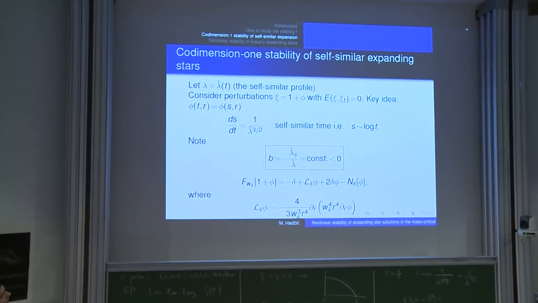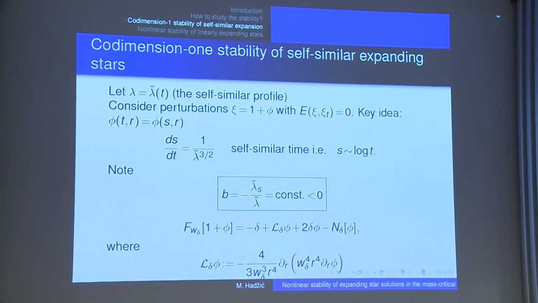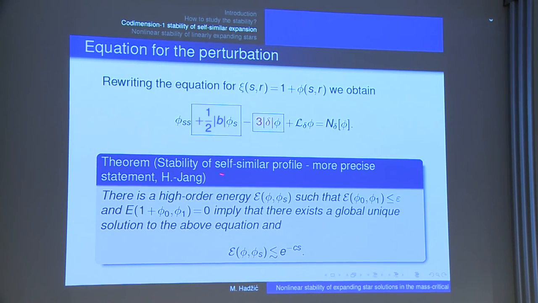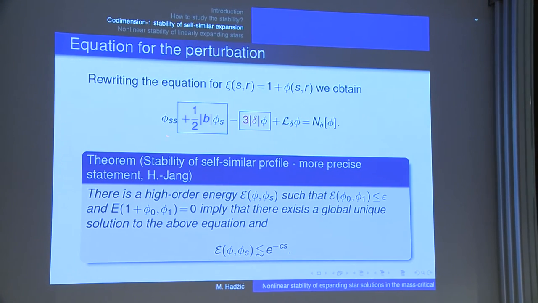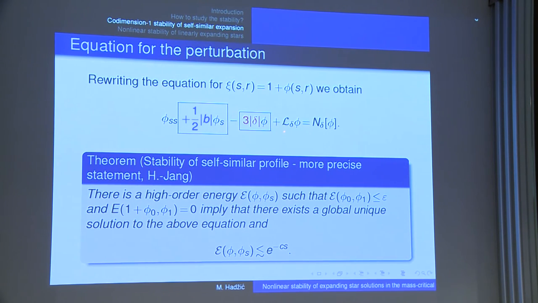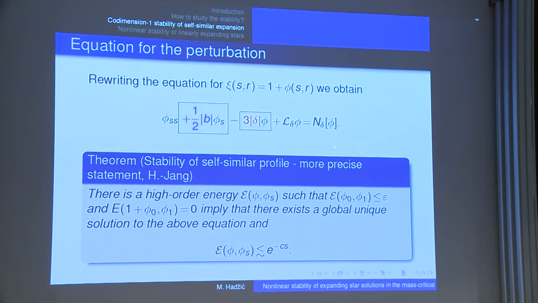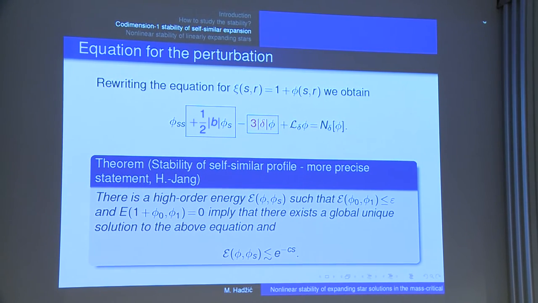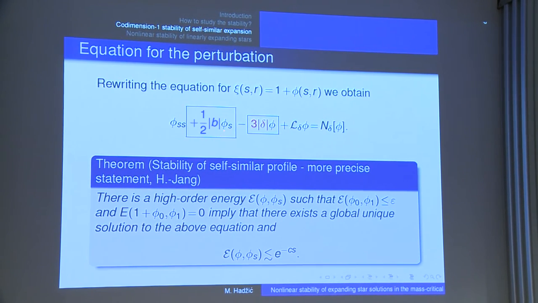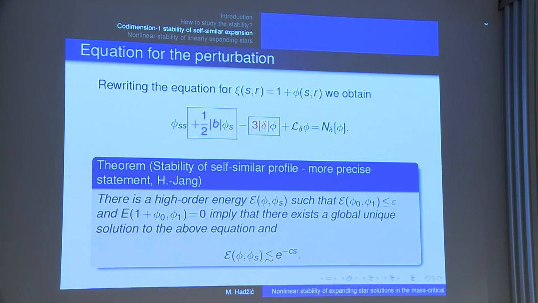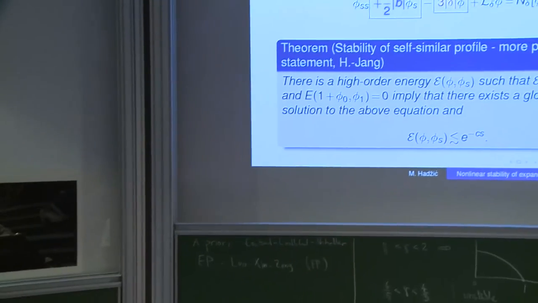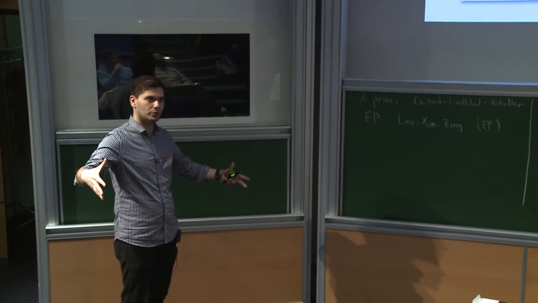Now, the cool thing about this: if you pass to the self-similar time and you try to find the equation for phi, this is what you discover. Phi SS, the second derivative of phi, plus a strictly positive term times phi S, minus something negative times phi, plus this linearized operator equals the right-hand side, which is nonlinear. And you immediately realize what should be the mechanism for stability. It is precisely this blue term here, which acts as an effective damping. This is a consequence of the fact that we are expanding our profile around an expanding solution.